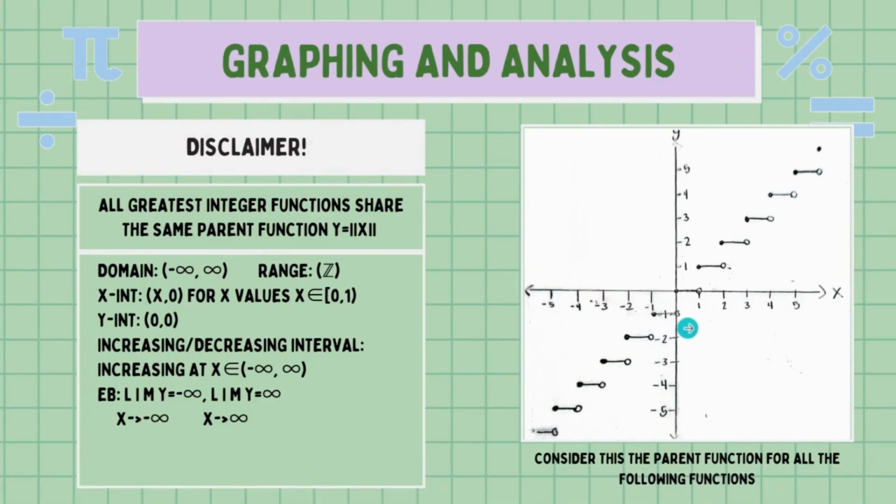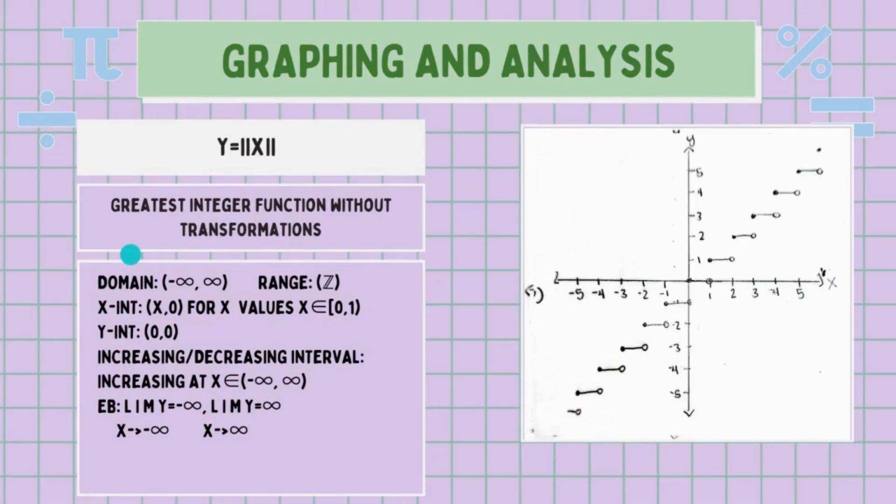We see how the function value jumps into the next integer value, and that's why we see open circles at the end of a step, because it does not include that y value and jumps to the next integer instead, and does include the y value, hence the closed circle. Let's look at another graph. As you see, the greatest integer function without transformations is the parent function. It is the same as the previous function.